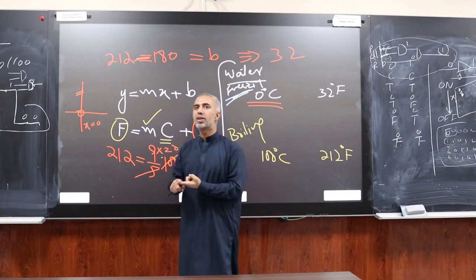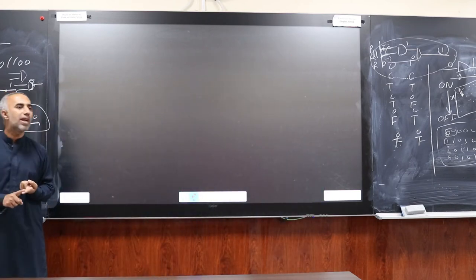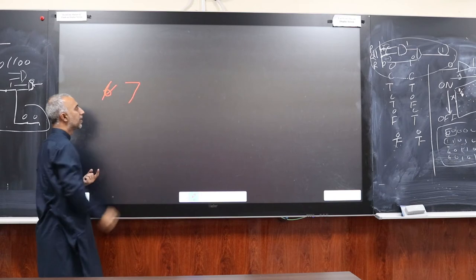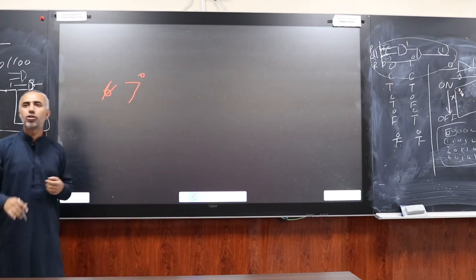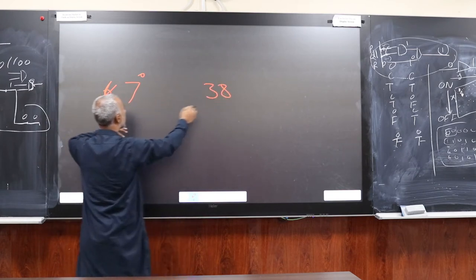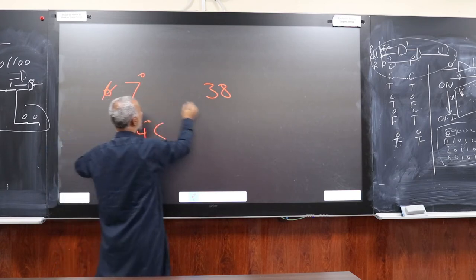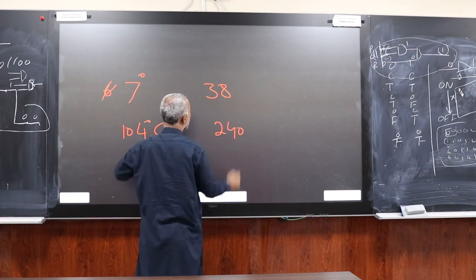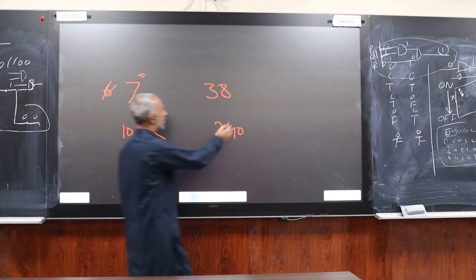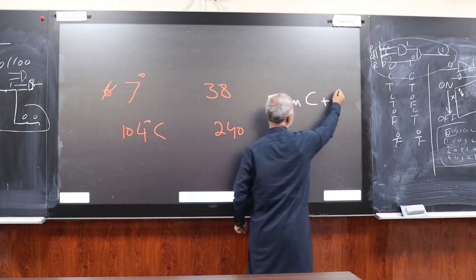But in the last class I asked a question where the Celsius lowest point was not zero. It was somehow 7 degrees or so. So in this case, my children, your intercept will change. Here in this case, 104 Celsius and the boiling point in Fahrenheit 240. So how can you get the intercept in this formation? You need to substitute into F equals mC plus b.